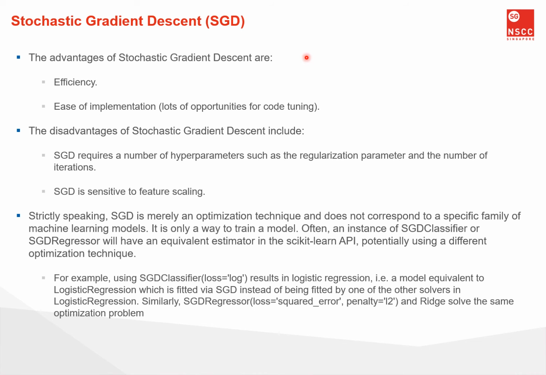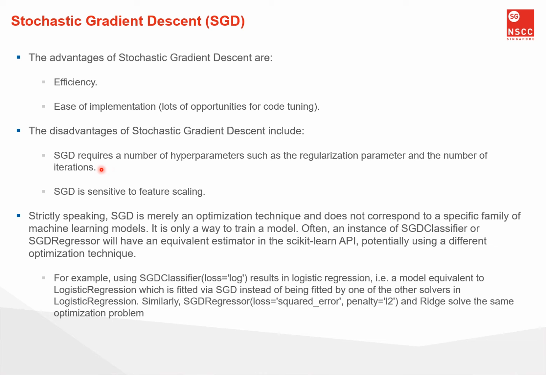So here are some advantages of the stochastic gradient descent or SGD. It is a really efficient algorithm and it's relatively easy to implement without lots of code to tune. And the disadvantages of the stochastic gradient descent include that SGD requires a number of hyperparameters such as the regularization parameter, how much regularization you want to implement, and also the number of iterations that you want to use. And of course, there's this thing called the learning rate that can actually affect the convergence of the stochastic gradient algorithm as well.